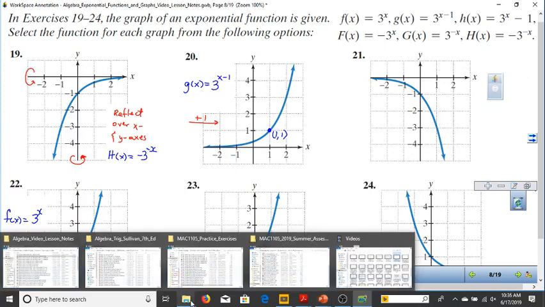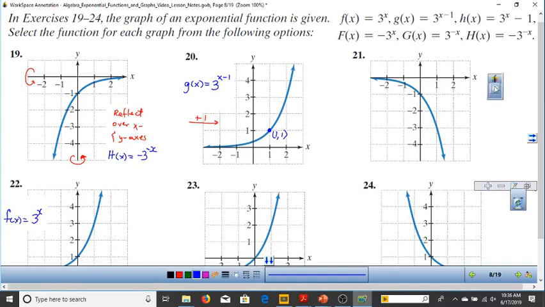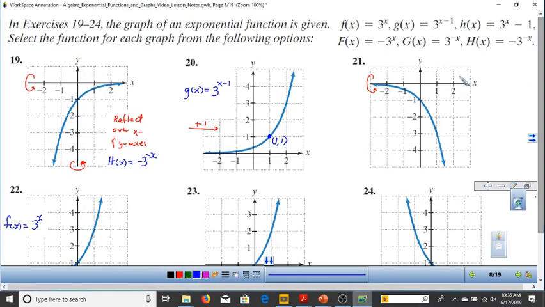Number 21, okay, what's going on here? What do we do with the graph of f of x to get number 21? Reflect across the x-axis, that's it? All right, so which one, capital F of x? Yeah, we're only doing a vertical transformation. So f of x is equal to negative 3 to the x.